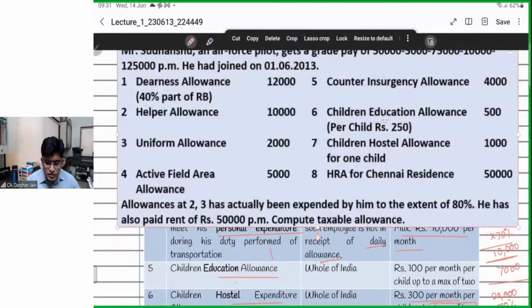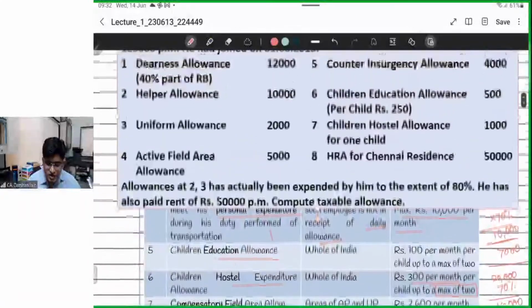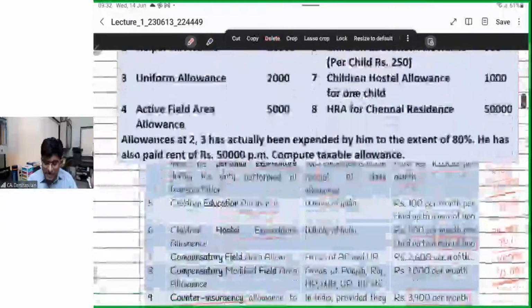Then children education allowance of rupees 500, per child 250. It means he's got it for two children, right? 250 rupees for two children, 500 rupees for both of them. However, we have got an exemption only to the extent of 100 per month per child. He has got 250 rupees per month per child. Then children hostel allowance. Hostel allowance is got only for one child and not for two, right? So he doesn't get an exemption of 600 rupees here. He'll get an exemption of only 300 rupees.